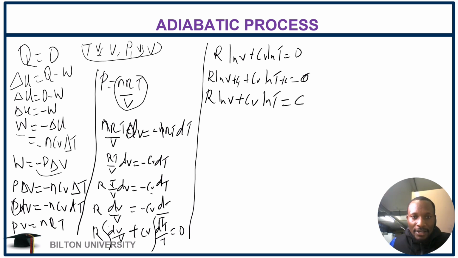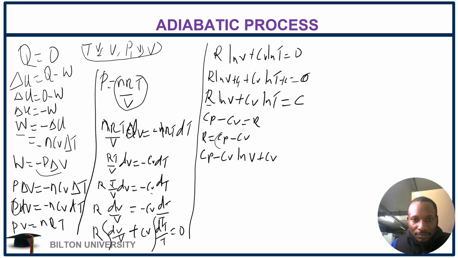Okay, so we have R and we have C_V. There's a relationship between R and C_V because we have C_p, the molar heat capacity at constant pressure, minus C_V, which is the molar heat capacity at constant volume, is equal to R. So we can rewrite this as R is equal to C_p minus C_V. So instead of writing R here, we can replace R with this term and write it as C_p minus C_V ln V plus C_V ln T is equal to constant.